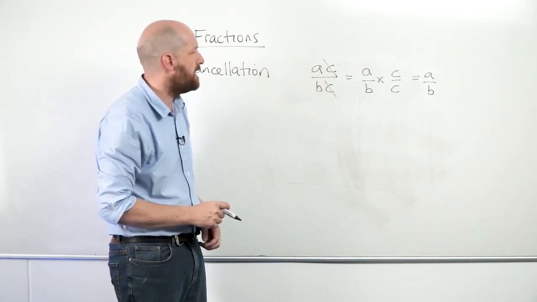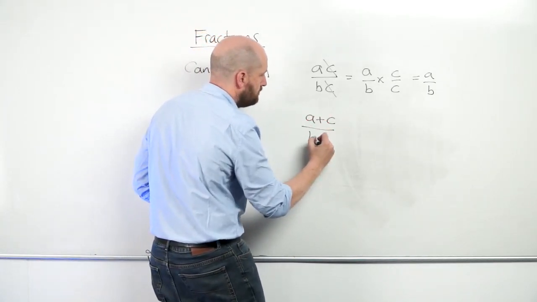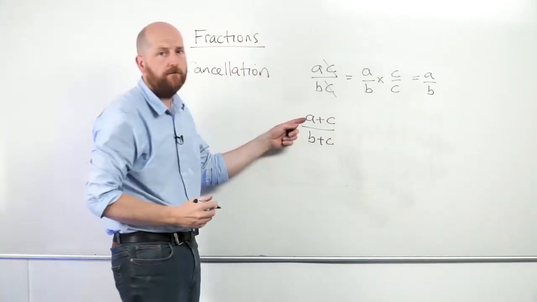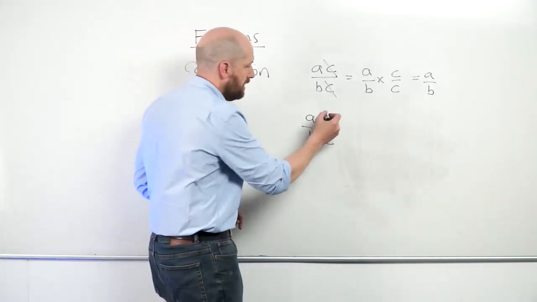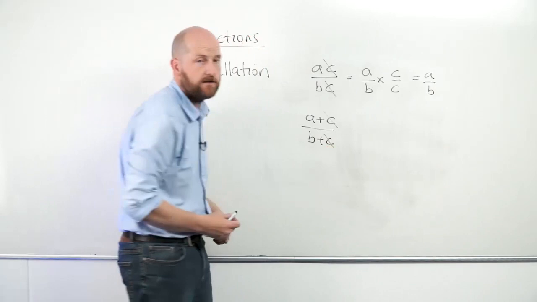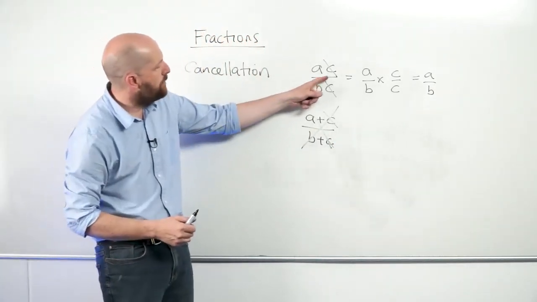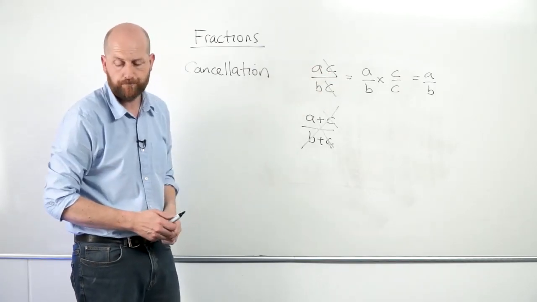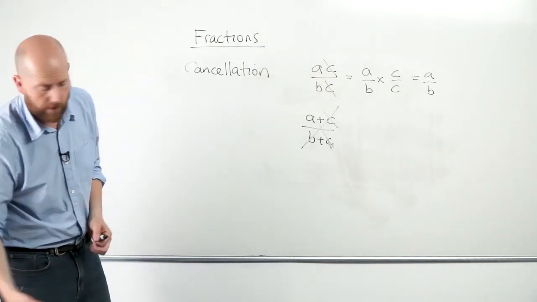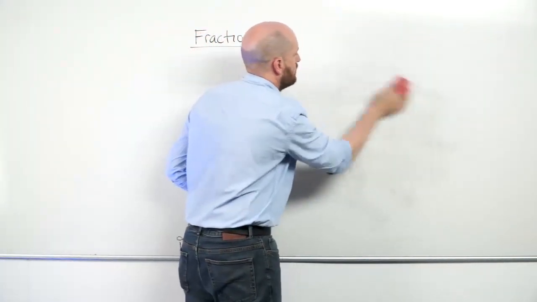It can't be an addition here. You can't cancel out a plus c over b plus c. If I had that kind of expression, there is no common factor in the numerator or the denominator. It is not allowed just to cancel out the c's like this. That's absolutely not true. It's only when we have a common factor in the numerator and the denominator that we're allowed to do this. Okay, I'll just do one quick example that uses a few of these different rules.